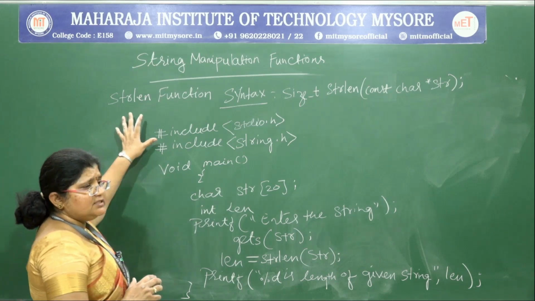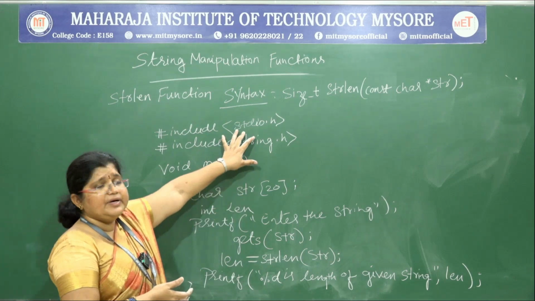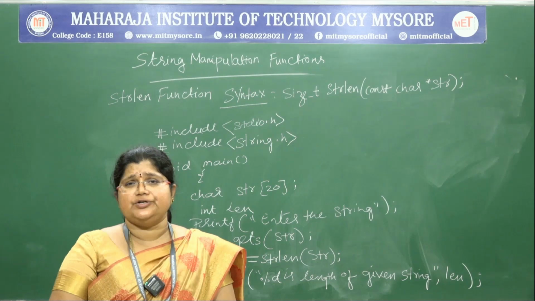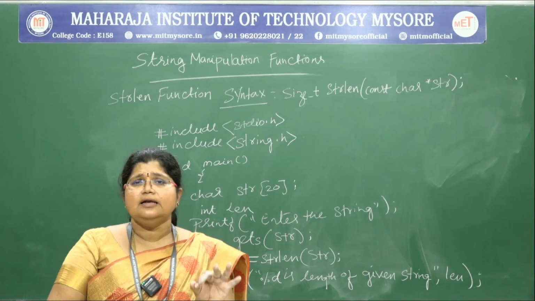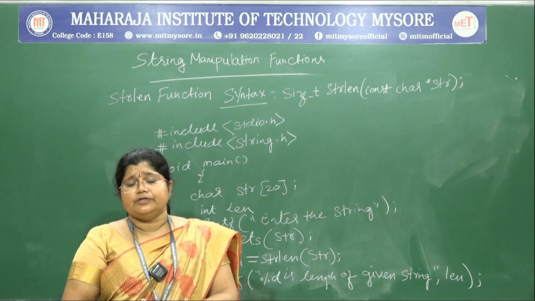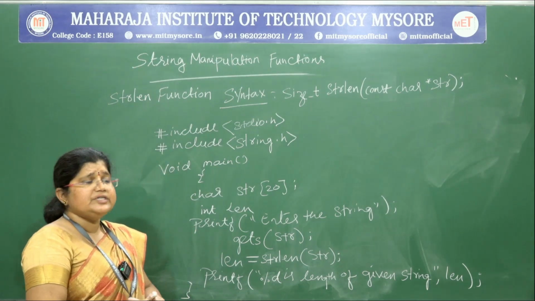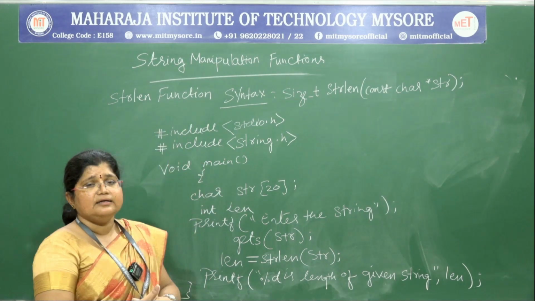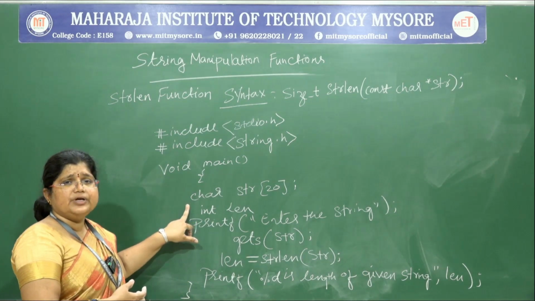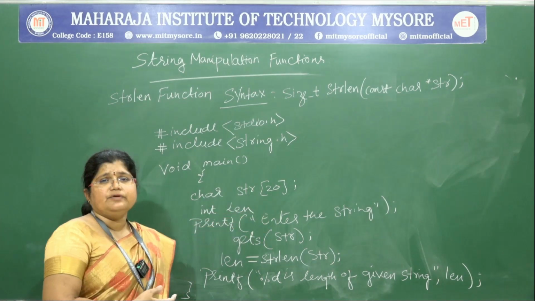The function here is strlen, which is present in the string.h library, which calculates the length of the string up to the null character, but it is not going to include the null character for the length. That is the main significance of using strlen. Now in this example, we have defined a string str, size is 20, the size of the array.